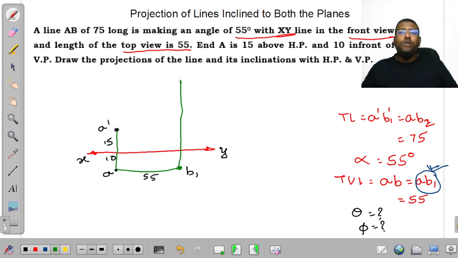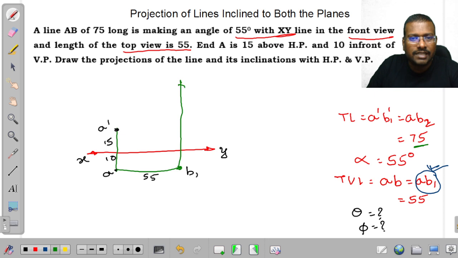Okay. With that what can we do? Sir, very simple. You know the projector of B1, and you know the A dash B1 dash length. So by taking 75 as the radius and A dash as center, draw the arc. You are going to get B1 dash. Good. Then what do I have to do? Once you get B1 dash, the remaining procedures will be the same. This is going to be the locus of B dash. If you join A dash B1 dash as a straight line, you get theta.